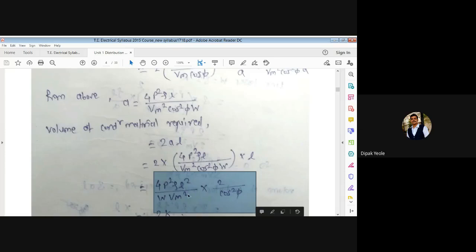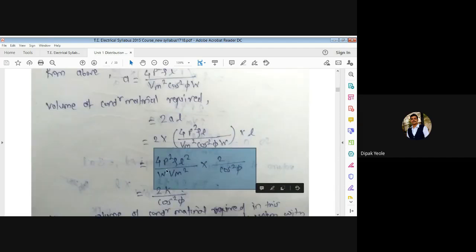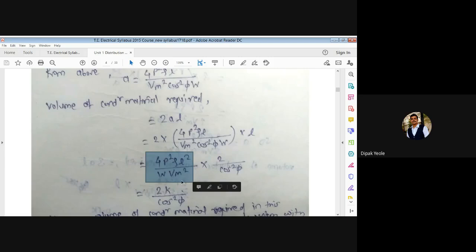But this value, 4 rho square L square divided by W Vm square cos, this value is K. So K times 2 divided by cos square phi. So that is a comparison.